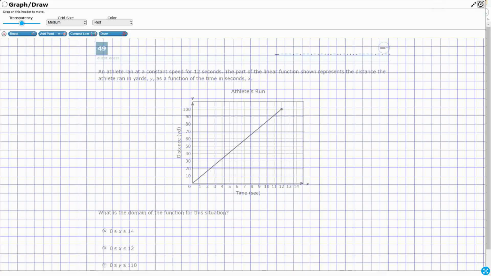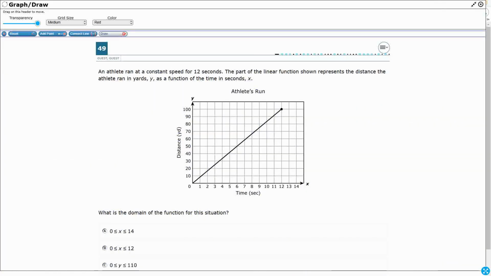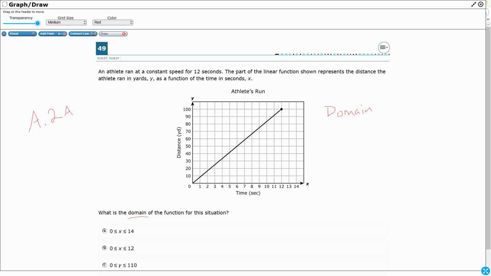For number 49, we are looking at standard 8.2a. This is the domain and range of linear functions. And we are simply asked, what is the domain of this function? We have something graphed out here. We need to know the difference between the domain and the range.